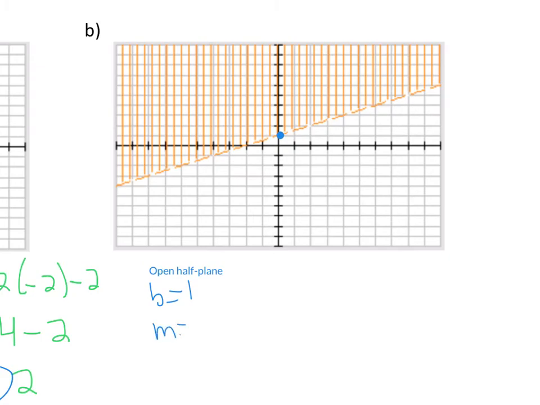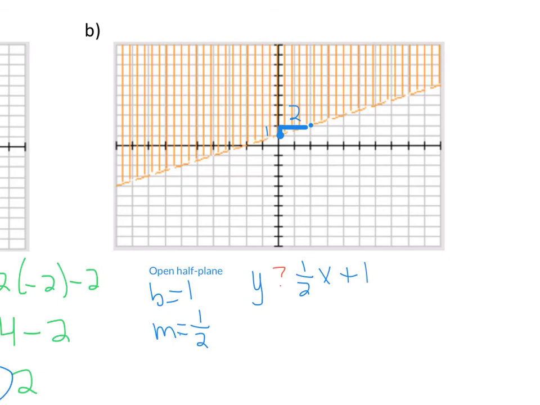And the slope, let's find another point here. There's another one right here. And we go up 1, right 2. So I know the slope is positive 1 over 2. We will have y, I don't know the inequality symbol yet, but I know it will be 1/2 x plus 1.